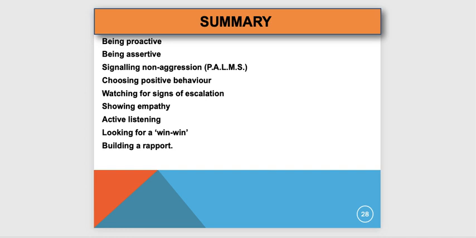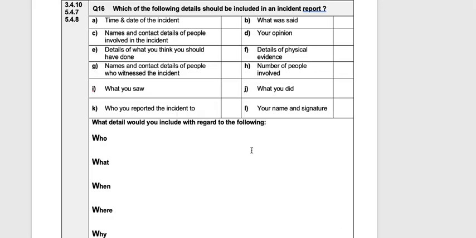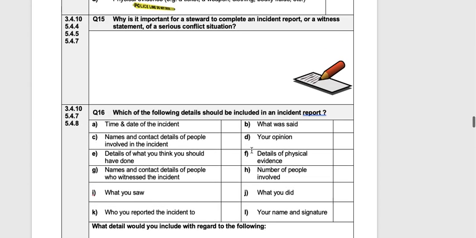So there's one other thing we do need to discuss, and that's when it comes to the portfolio, the incident report writing. Okay. So I'm just going to flick to the Word document. So here we go, incident report. So why is it important for a steward to complete an incident report or a witness statement of a serious conflict situation? Well, the simple answer is because there potentially may be an investigation, okay?